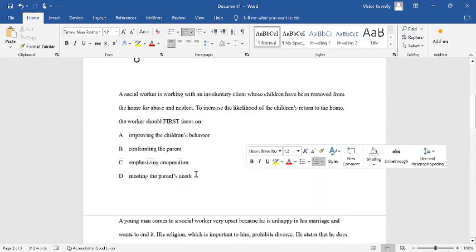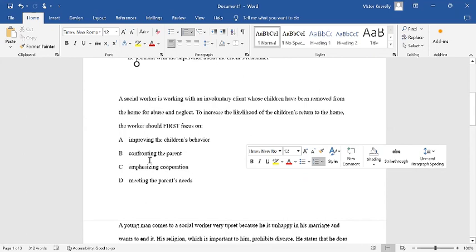So the first answer choice says improving the children's behavior. We're not going to do that. This is all about the parent. So you see, your social worker is working with a client who's been involuntarily assigned to you. They removed the kids because of abuse and neglect. So that's a safety thing. To increase the likelihood of the children returning to the home, what does your social worker do first?